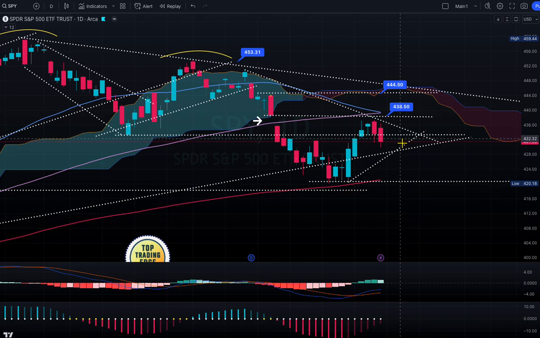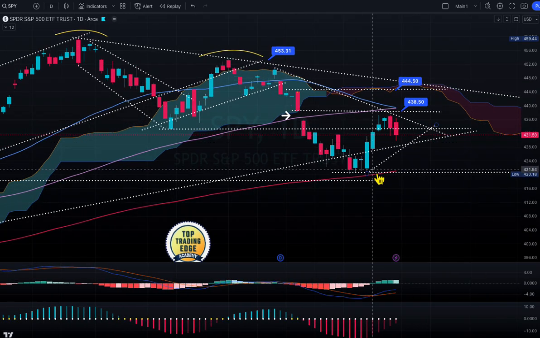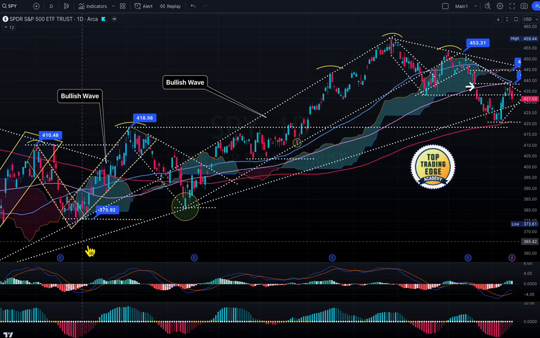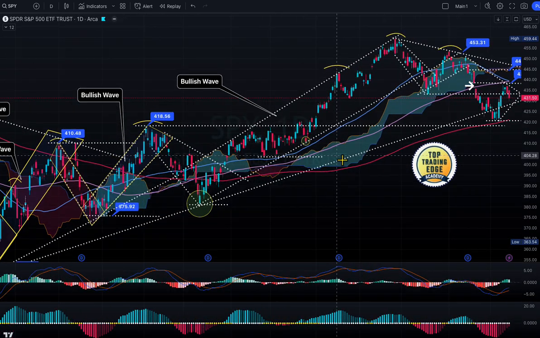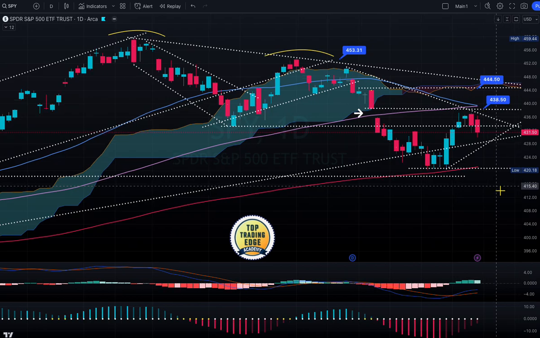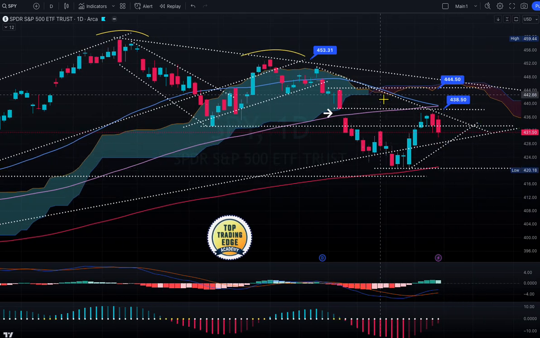So in this case, you see this sloping resistance coming out, that has to break. So this is your wedge, and this is the sloping support coming out all the way right here, right? If that is broken downward, then you are bearish. And if you break the sloping resistance, then you are bullish, right?